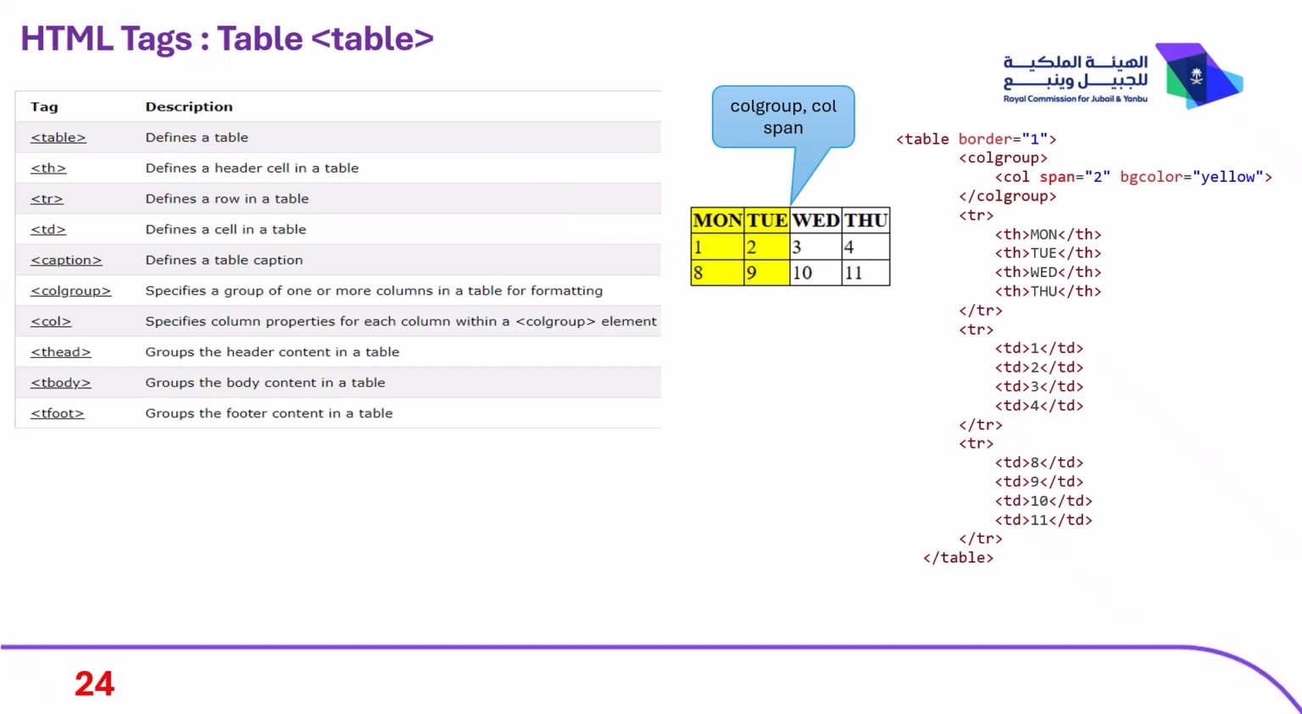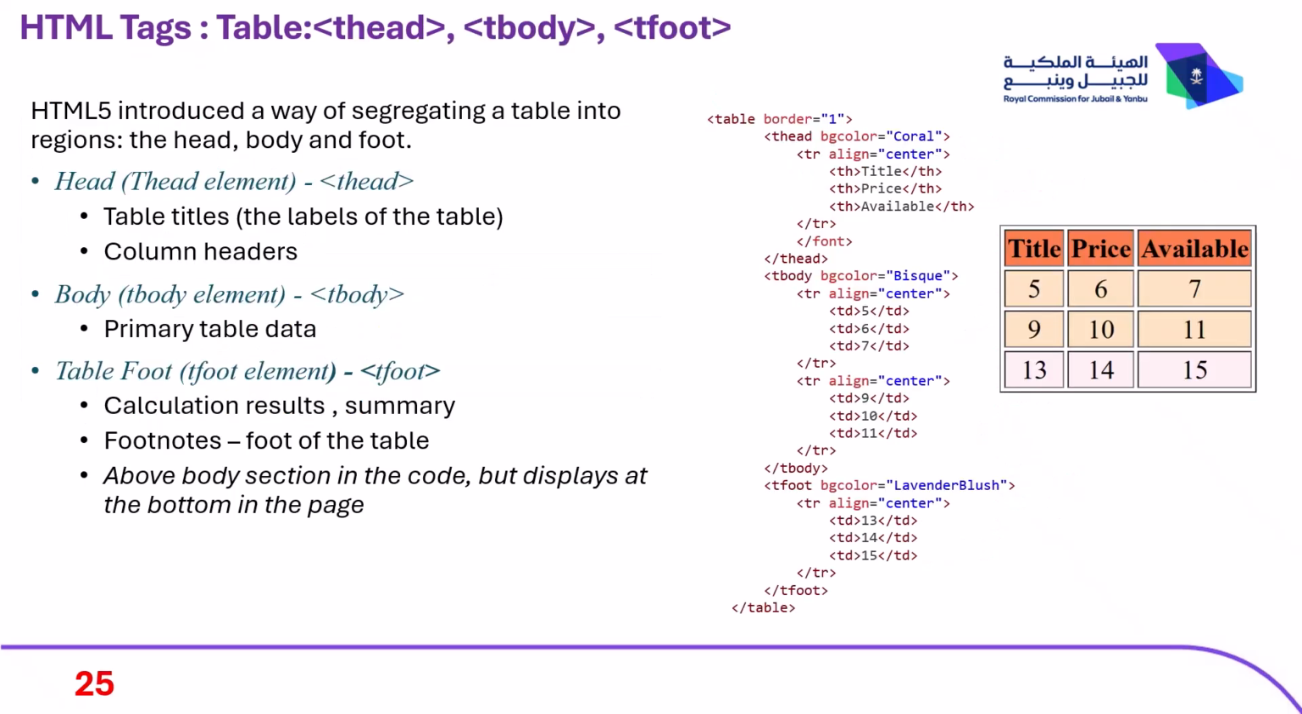Layout and description tags. Caption tag provides a title or summary for the table, usually appearing right at the top. Colgroup tag acts as a container for one or more col elements, allowing you to apply styles, like width or background color, to entire columns at once. Col tag specifically targets a single column within a colgroup to define its properties. This slide shows you how these tags can be used.